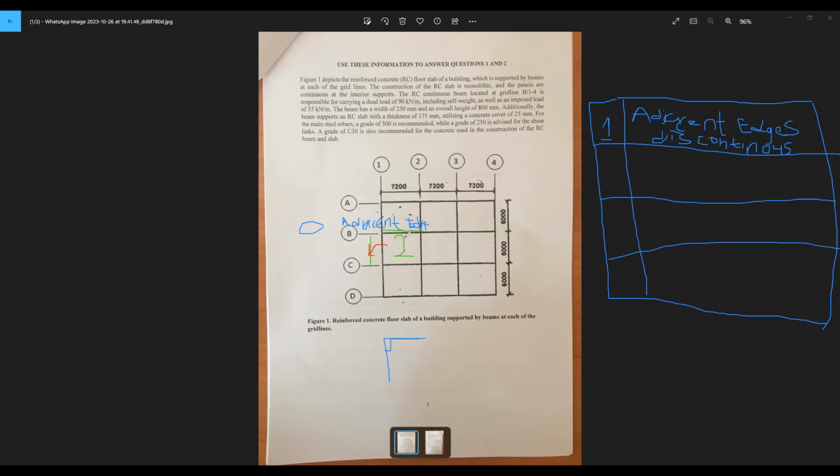Let me get out from 1, 2 and see. Here, when I get out of that side, it leads me to AB, which is another panel. And that means that the 7,200 side is continuous. It leads me to another panel. Let me then consider this side. This side too leads me to another panel, and that means that it is continuous at that edge. This side too leads me to another panel, and it means it is continuous at that edge.